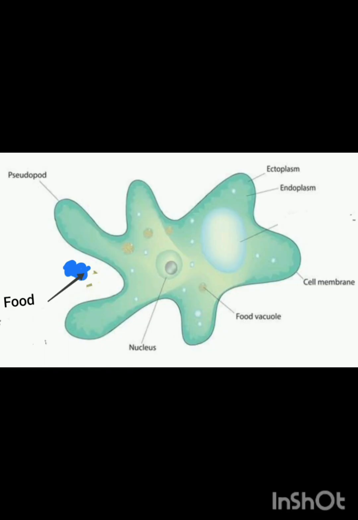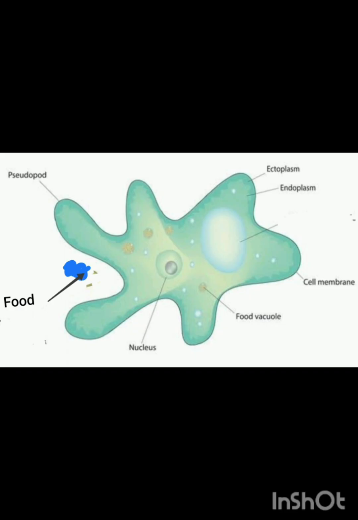Let's learn about digestion in amoeba. Students, amoeba is a unicellular microorganism which is found in pond water. It is the simplest living organism. It has a cell membrane and a round, dense nucleus which controls all its functions. There are many bubble-like vacuoles in its cytoplasm which help in digestion.